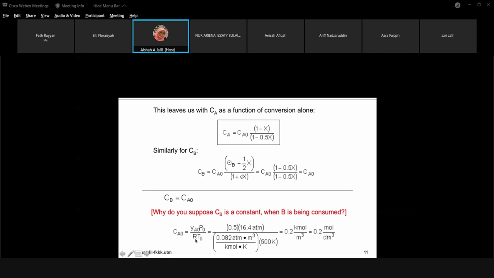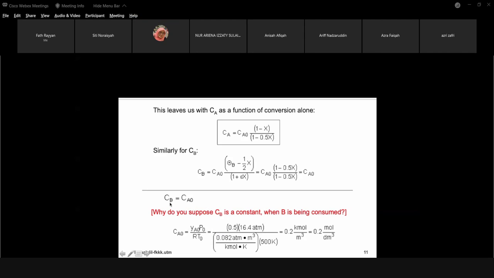Just be careful about the R; use the same units. You have four types of R with different units, so just choose which one. And then C_A0 equals 0.2 mole per dm cubed.